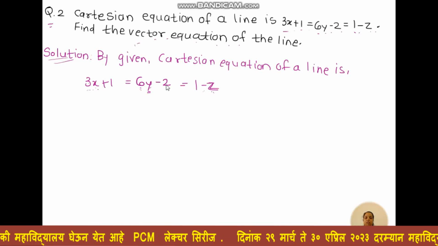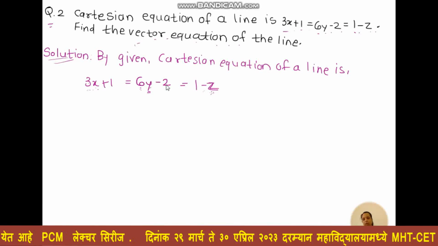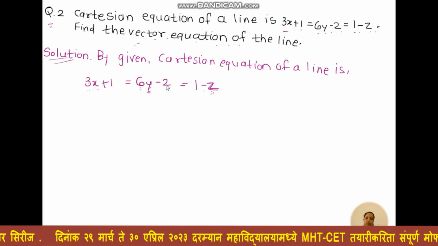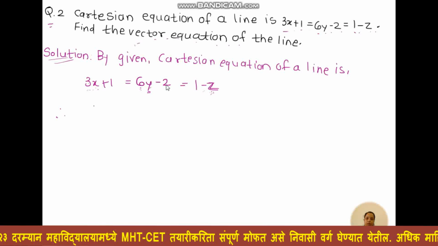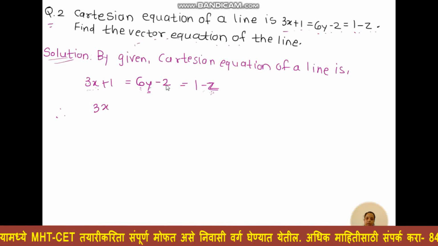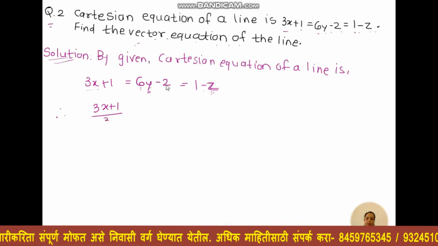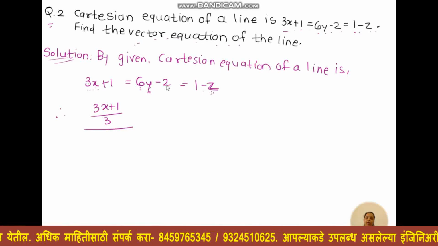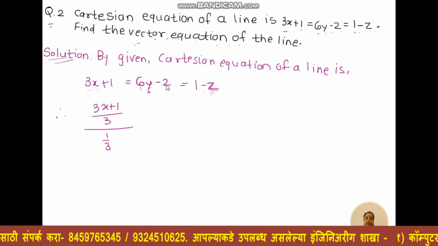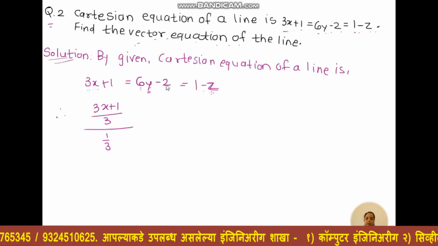And if we divide this term by minus 1, the coefficient of z will be 1. Therefore, write 3x plus 1 divided by 3. As we are dividing the numerator by 3, divide the denominator also by 3. So the denominator term is 1 by 3.